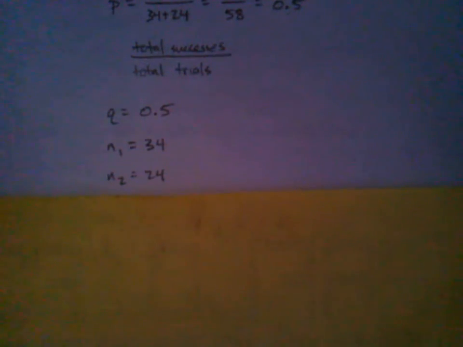Oh, we got N. Oh man, it keeps going. The sample sizes, N1 and N2, okay, 34, 24. We put it all into that big formula. Here we go.